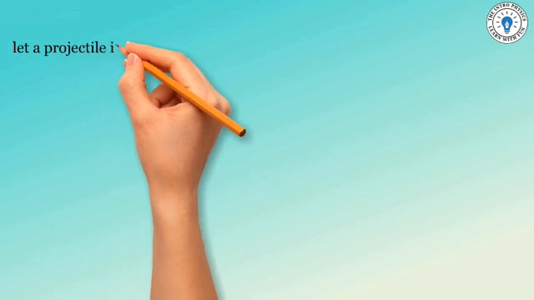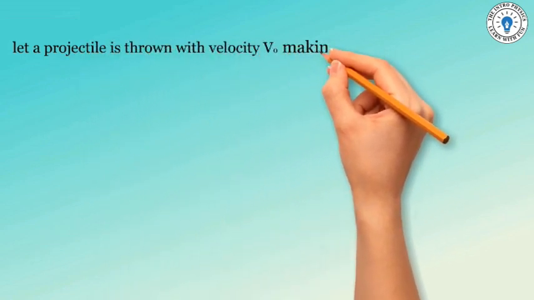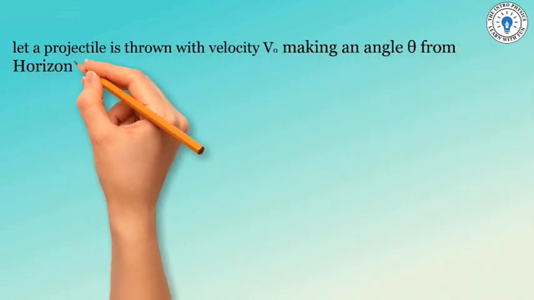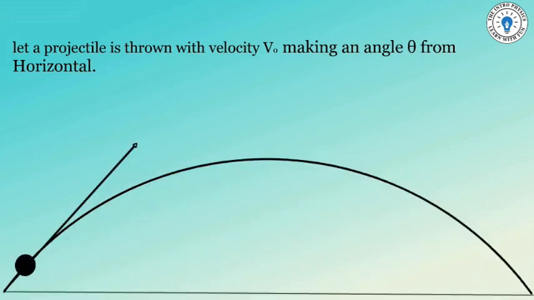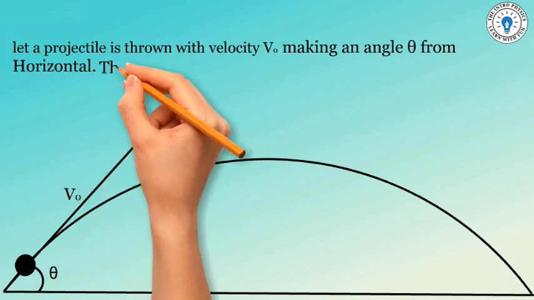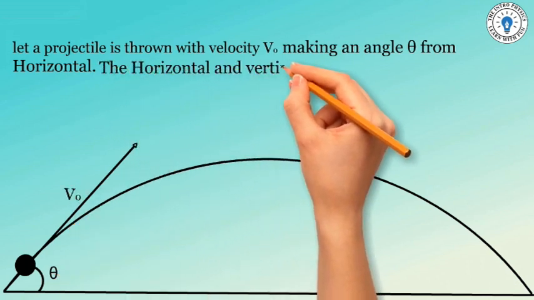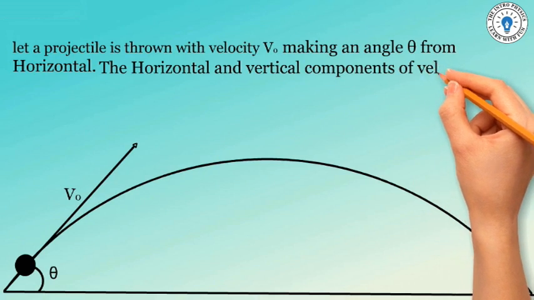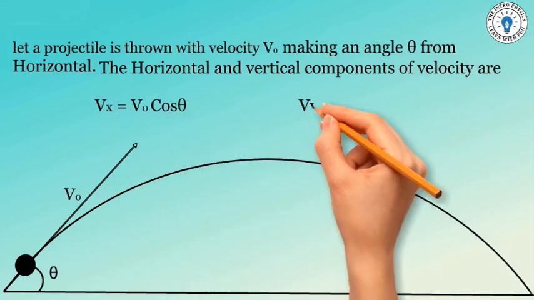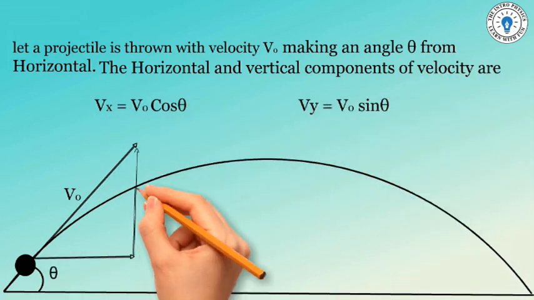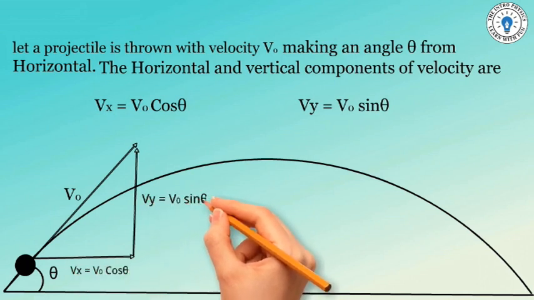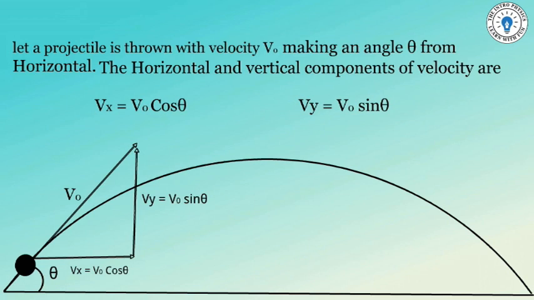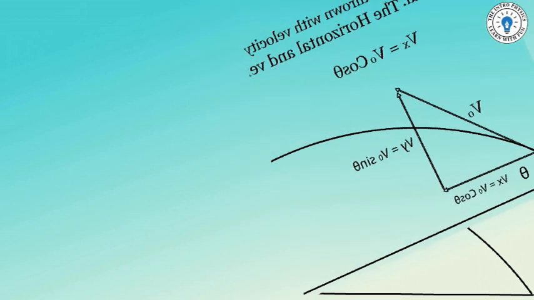Let a projectile be thrown with velocity v0 making an angle theta from the horizontal. The horizontal and vertical components of velocity are vx equal to v0 cos theta, and vy equal to v0 sin theta. Now we derive equations for maximum height, time of flight and range for the projectile.